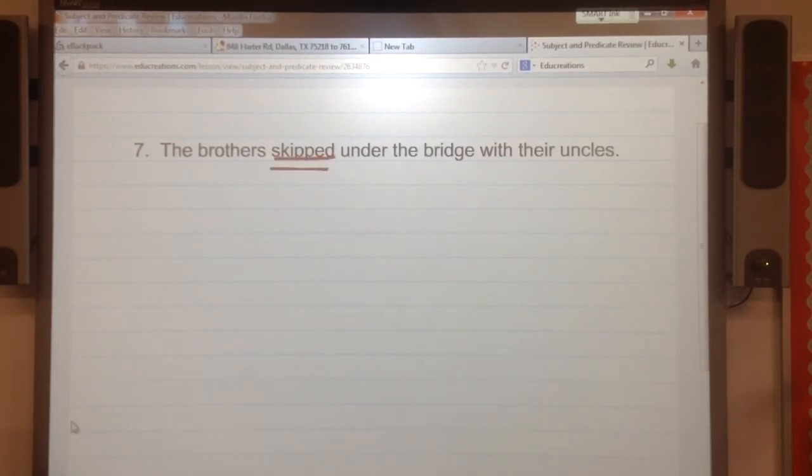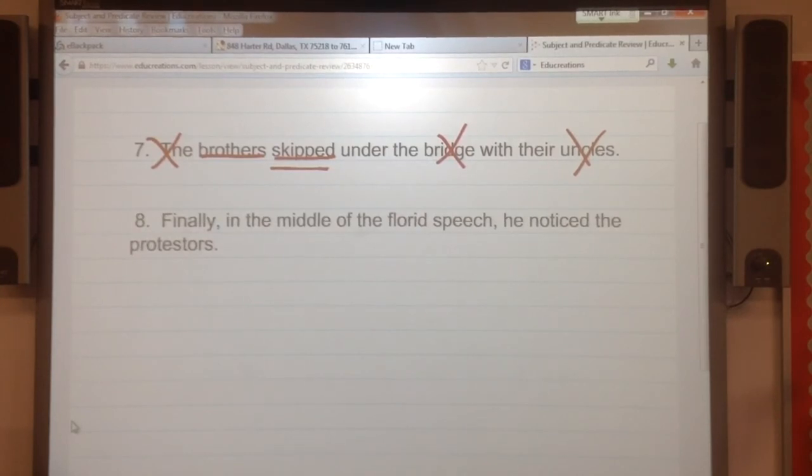Skipped is definitely an action. And who or what skipped? Did the bridge? Did the uncles? Did the skip? No, brothers skipped. And so once again, we have a very simple subject and a very simple predicate in this sentence. Here is your next sentence. Finally, in the middle of the florid speech, he noticed the protesters.